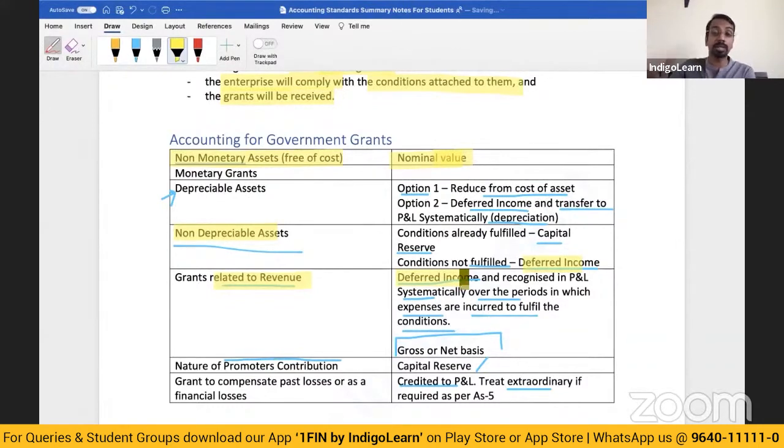What if the government comes and says, because you had employed 100 employees in the last 3 years, we are giving you grant. There are no future conditions attached. Then you will take it to P&L directly. Promoters contribution, capital reserve, and past losses and financial losses credited to P&L. Simple standard, just keep calm in the examination. You will score 5 out of 5. Definitely, this is my guarantee, right?